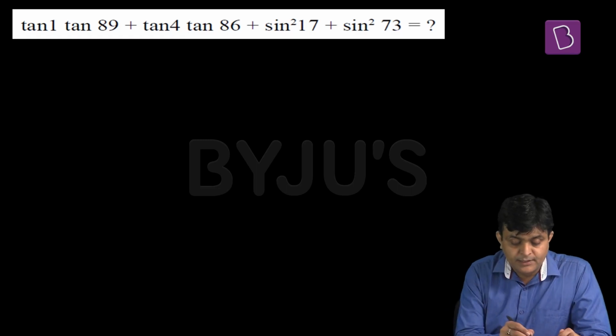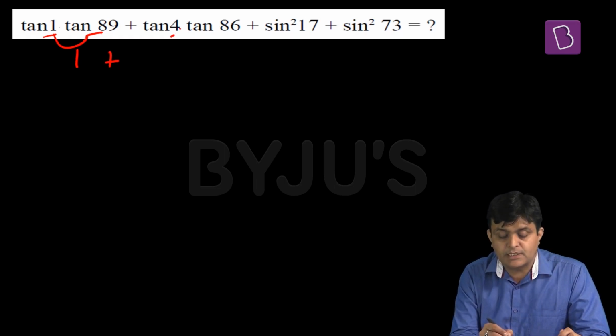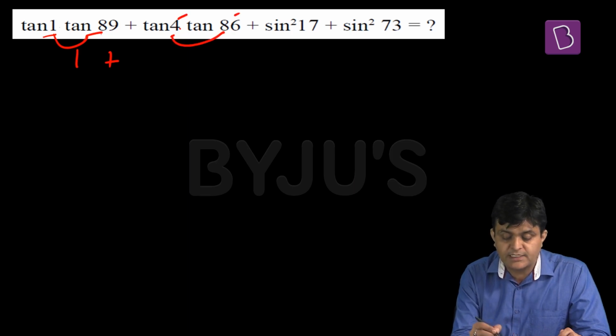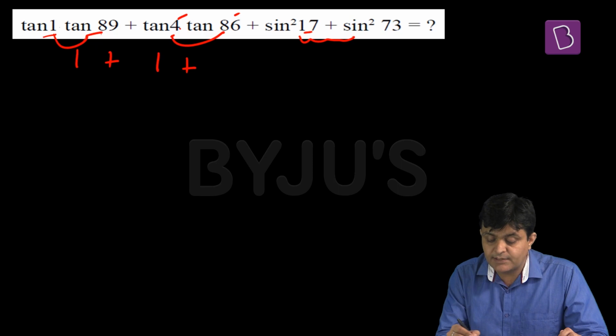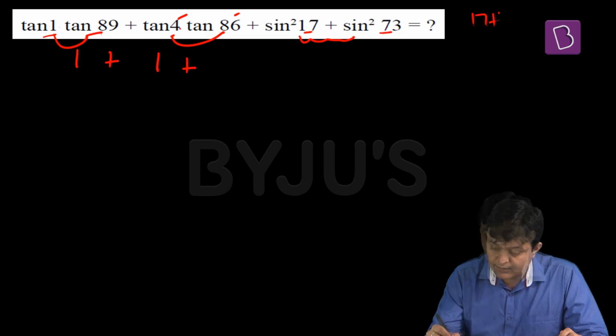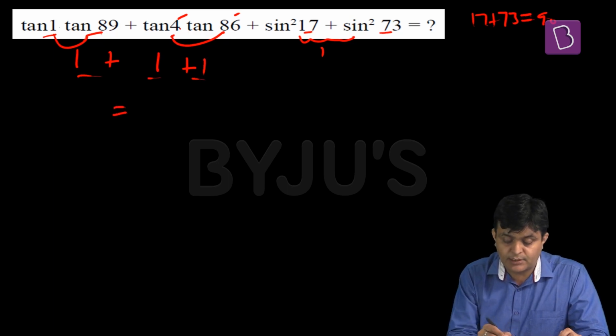See next, tan 1 into tan 89 product, that means 1 plus tan 4 dot dot means multiply tan 86. Similarly, make pair 4 plus 89, 91. Plus we can see sine square 17 plus sine square 73. 17 plus 73 is 90. So again by sine square series rule it is 1. So then plus 1. So answer is 1 plus 1 plus 1.